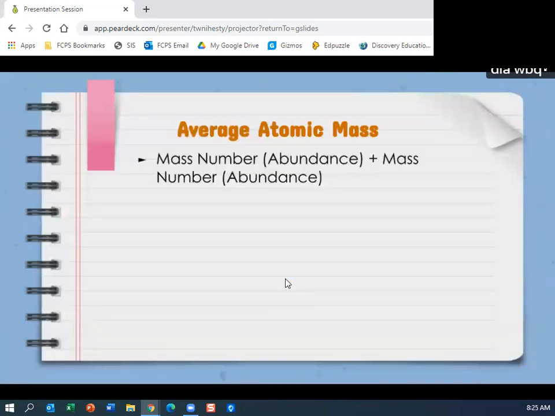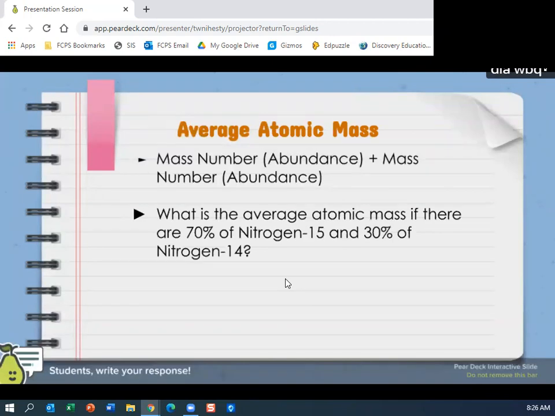Now, average atomic mass, you guys know that it's mass number times the abundance plus mass number times the abundance. Can someone tell me what an abundance is? Anyone? It's the percent that is basically within Earth. So what do we do with those percents? Turn them into decimals, and then you multiply and add those things. So perfect.